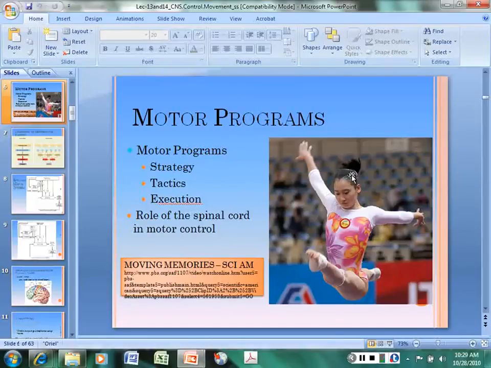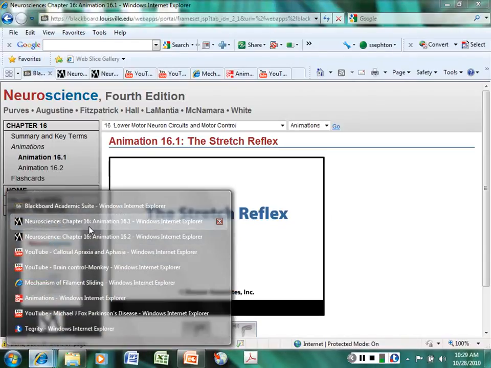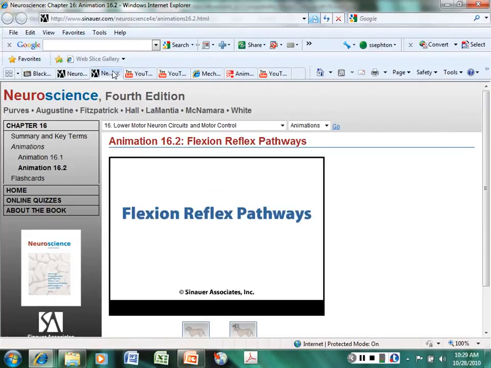Start with an animation on flexion and flexion pathways. Let's see. That's the one I want. Here we go.